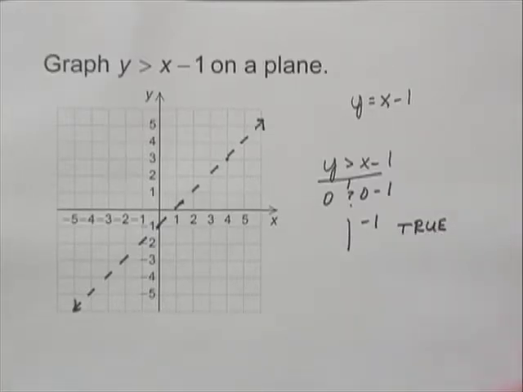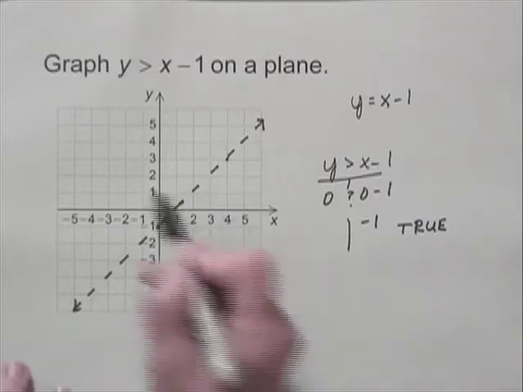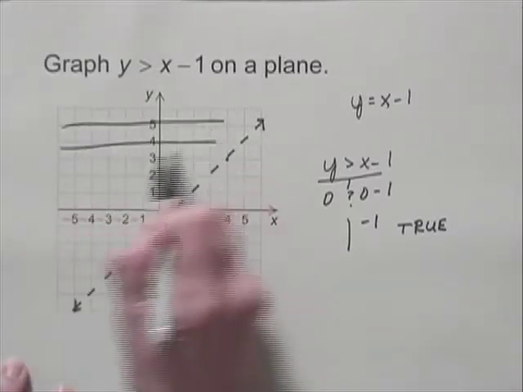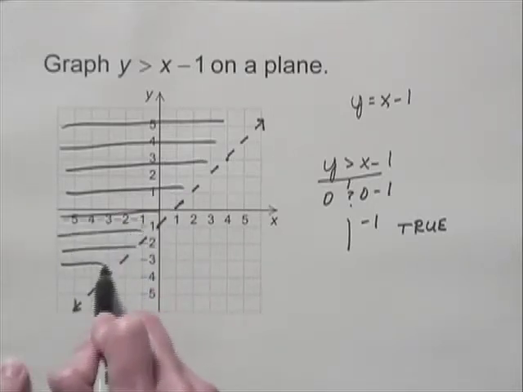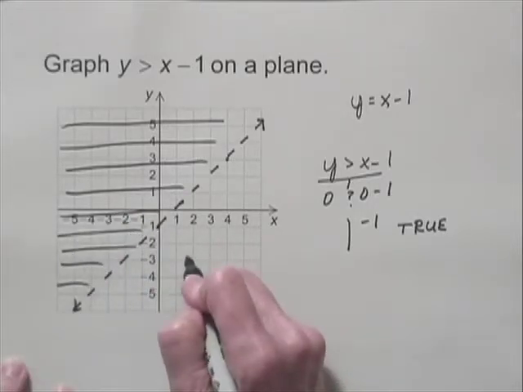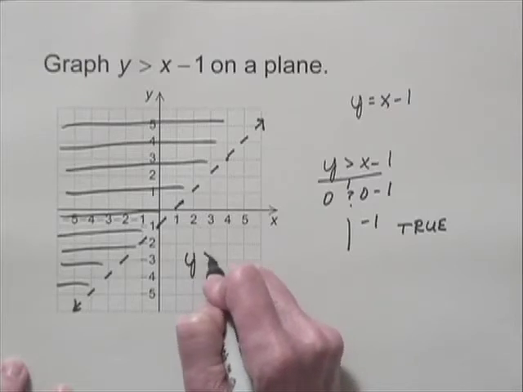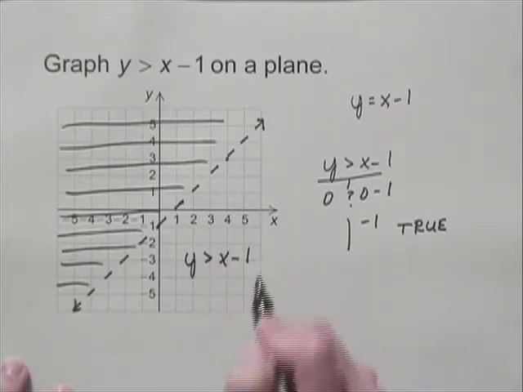So that tells me that the point 0, 0 is in the solution set, and all of the points on the same side of the line as 0, 0 are in the solution set. So we would shade the half plane that contains 0, 0 to indicate the solution of the inequality, and we'll label the graph y is greater than x minus 1.